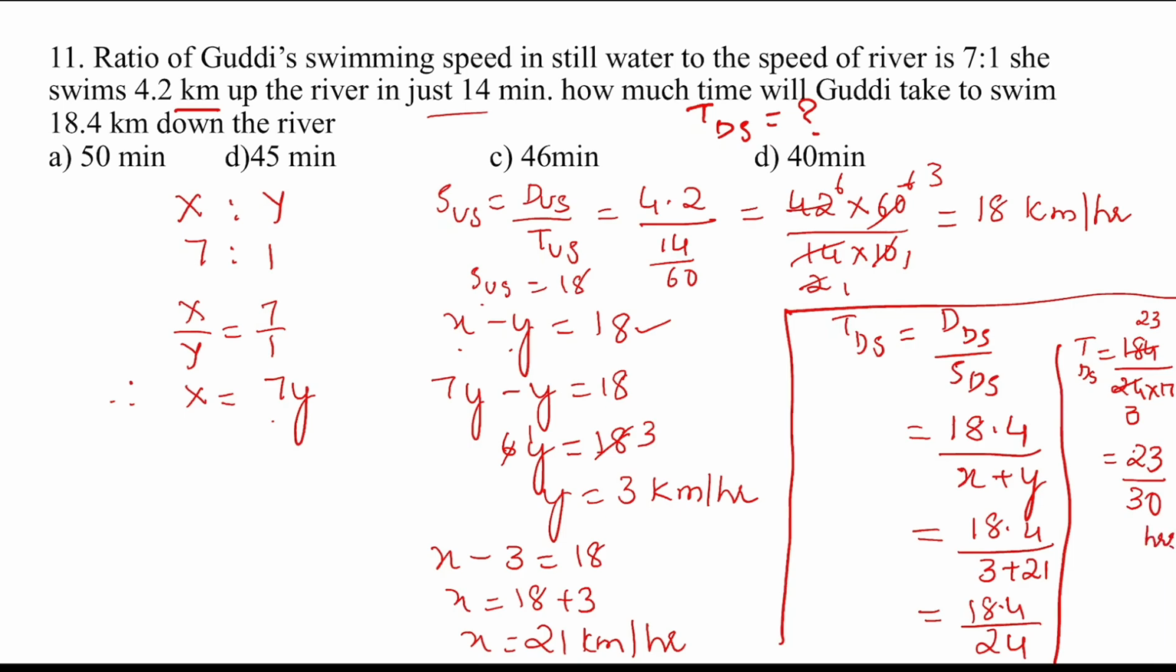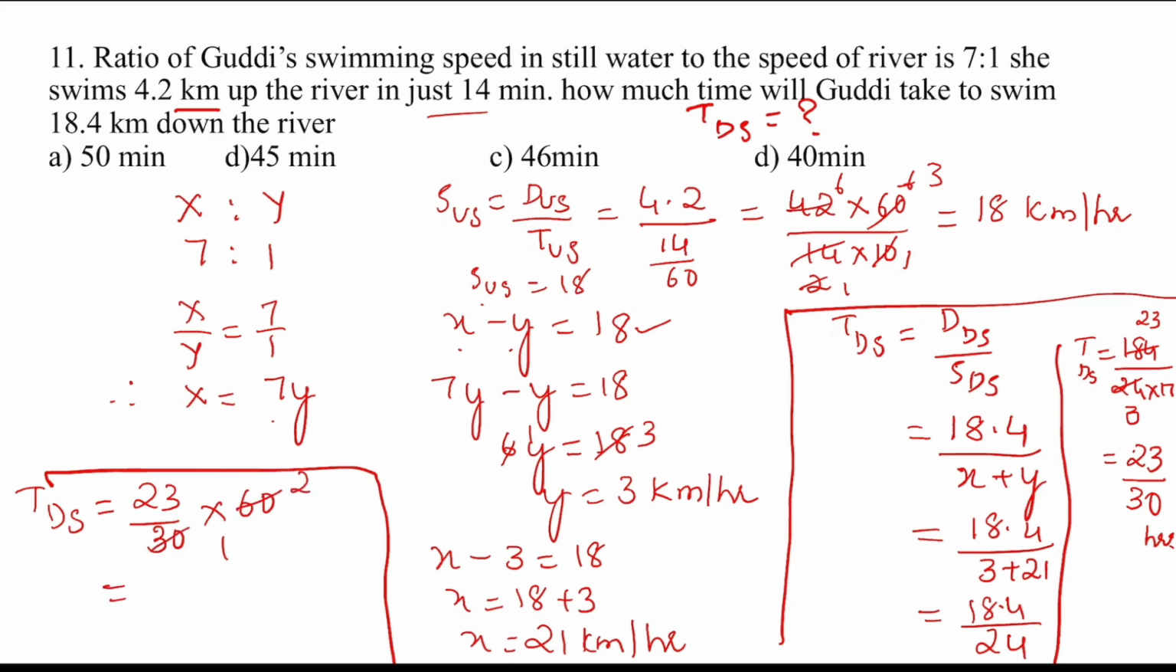But the options are in minutes. So how to convert hours into minutes? Time downstream is equal to 23 by 30 into 60. If we want to convert hours into minutes, multiply it with 60. 30 twos are 60, so 23 into 2 is 46 minutes. So time to go downstream, how much will it take? 46 minutes. Okay, option C is the answer.